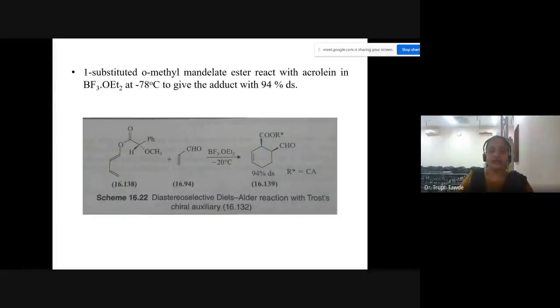Okay, this is another example. The mandelic ester that I mentioned, you can see this is mandelic ester attached to the diene. This is dienophile. We are getting the selectivity, and once we get the selectivity we can remove this auxiliary. Here they are getting up to 94% of enantiomeric excess. So in short, we can attach chiral auxiliary to the diene, or we can attach chiral auxiliary to the dienophile to get the asymmetric Diels-Alder reaction. Out of those 16 stereoisomers, we are ending up with only one stereoisomer. That's why we are calling this asymmetric Diels-Alder reaction.